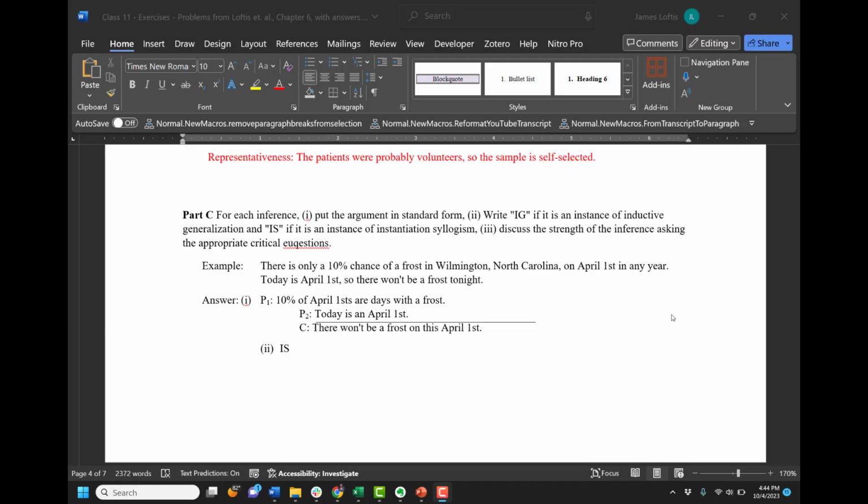All right, let's just look at a few problems from the last homework set. And in this section, you have to decide whether what you're looking at is an inductive generalization, where you are moving up to a generalization, or an instantiation syllogism, where you are moving down to a particular. And we're going to look at some examples of each.